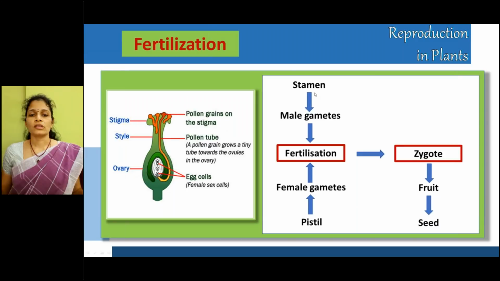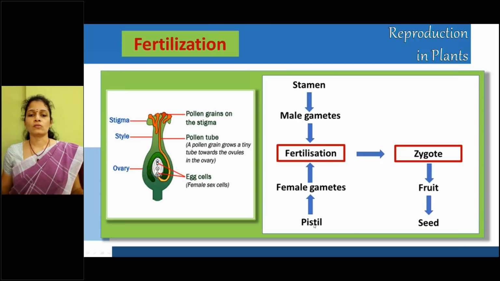Now look at this flow chart, children, all of you. What is this? Stamen. Stamen is the male reproductive part of the flower. Stamen consists of anther, and anther has pollen grains, and the pollen grains consist of male gametes.